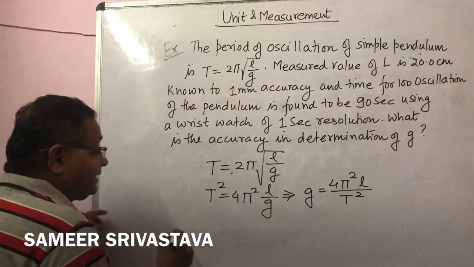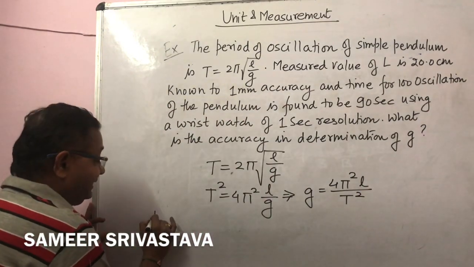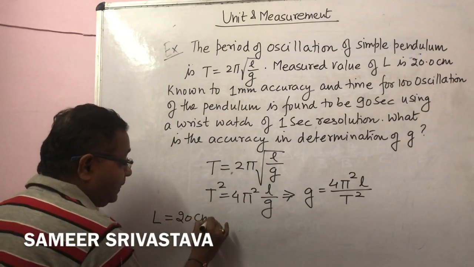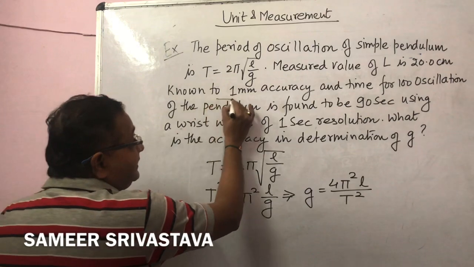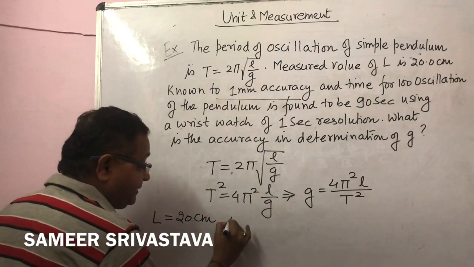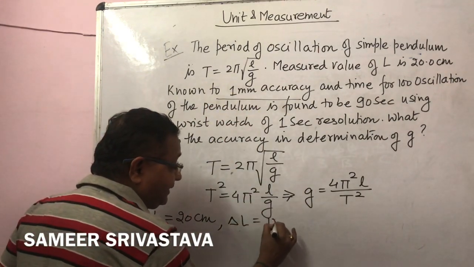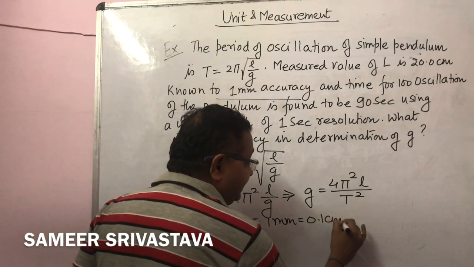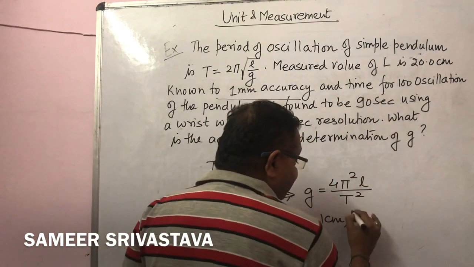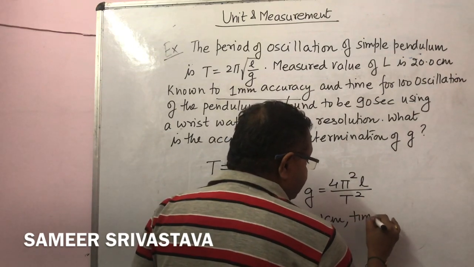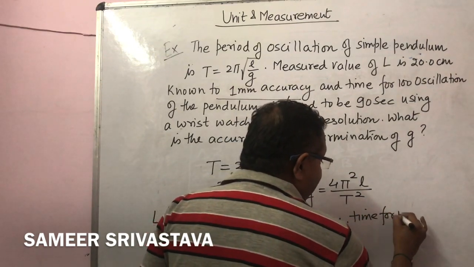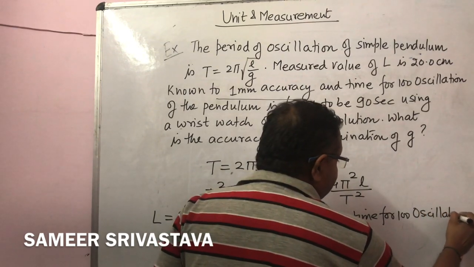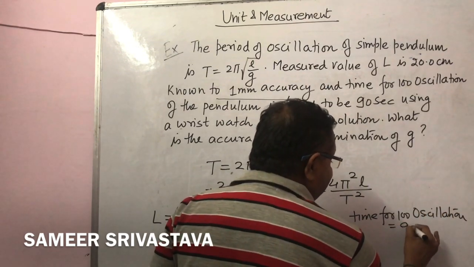So what parameters are given? We have the length L is equal to 20 centimeter, as well as the accuracy of 1 mm. It means delta L is given as 1 mm, or we can write 0.1 centimeter. Time for 100 oscillations is given as 90 seconds.